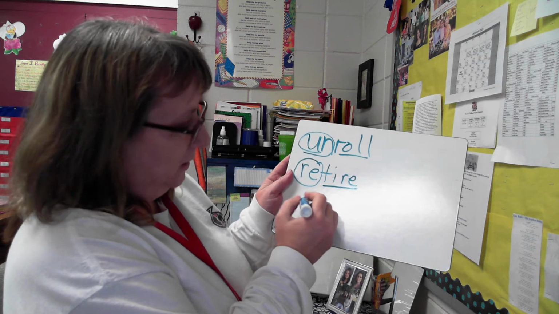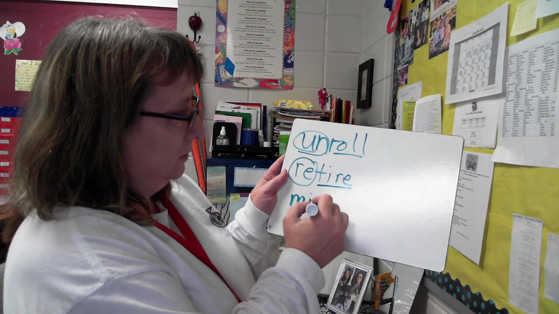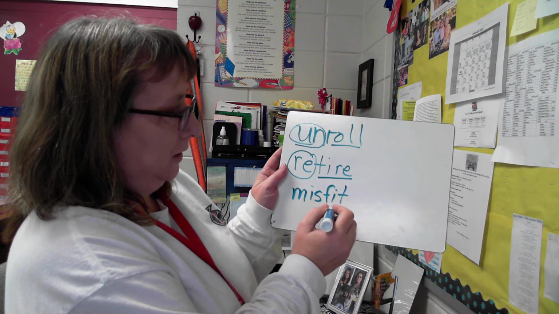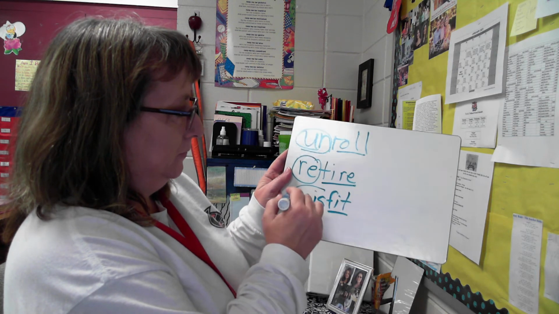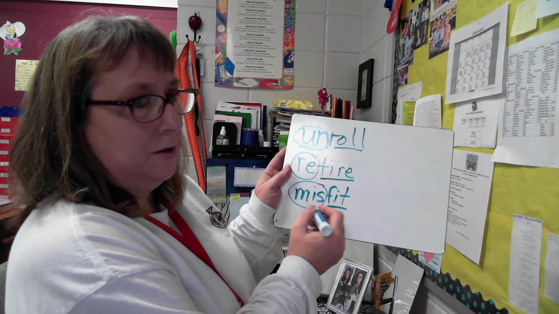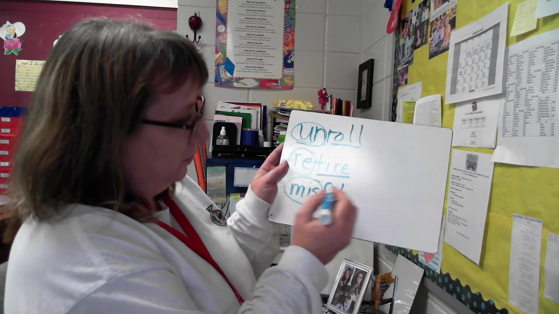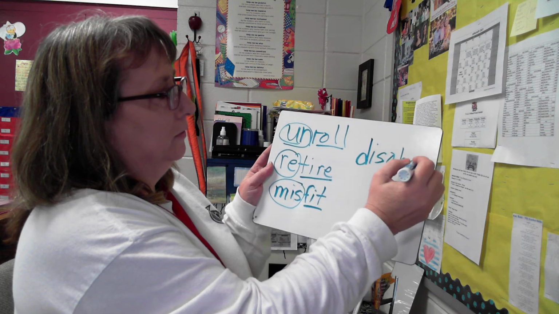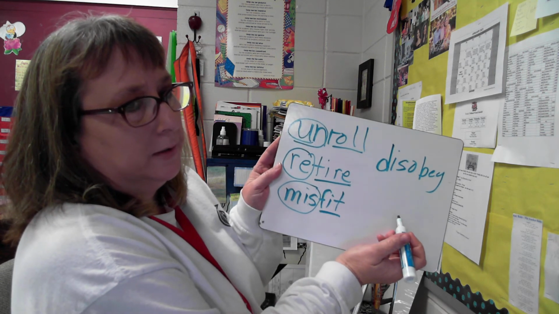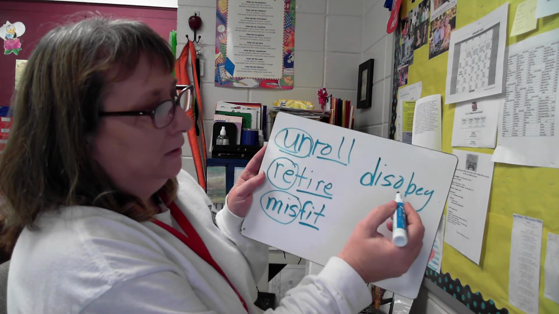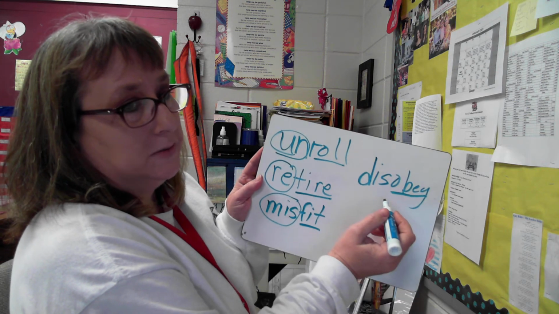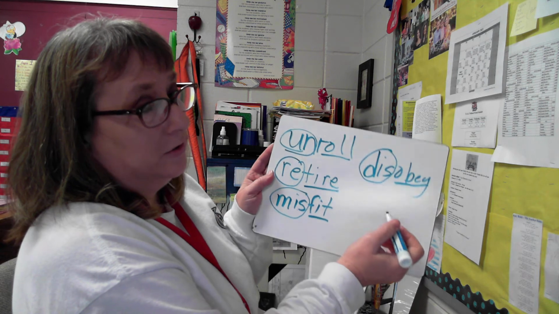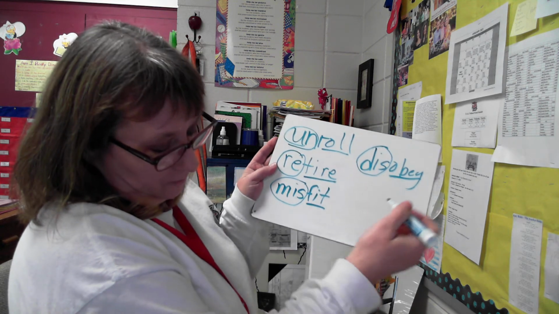Okay, the next word is misfit. Okay, base word, fit, prefix, mis, not fitting. All right, your next word. Some of you know this word. Hope you don't get in trouble with it. Disobey. Obey is your base word, means you're doing something right. When you disobey, you're not doing it right. You're not doing what you're supposed to do.